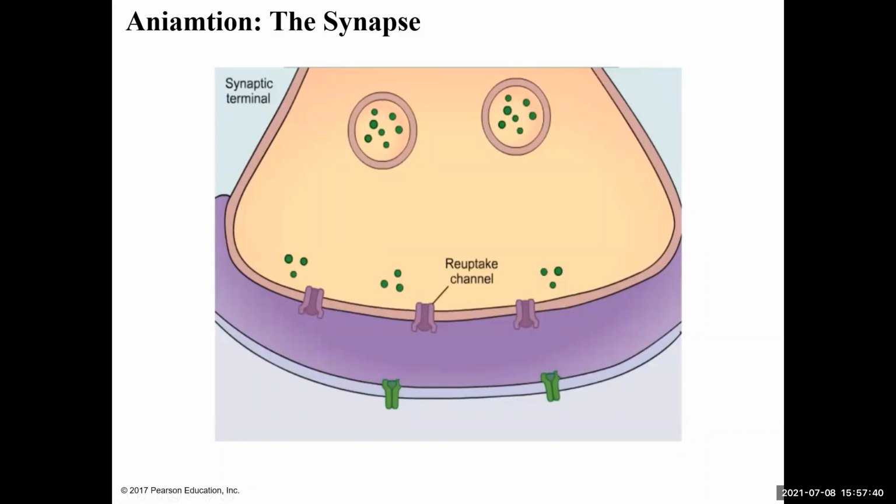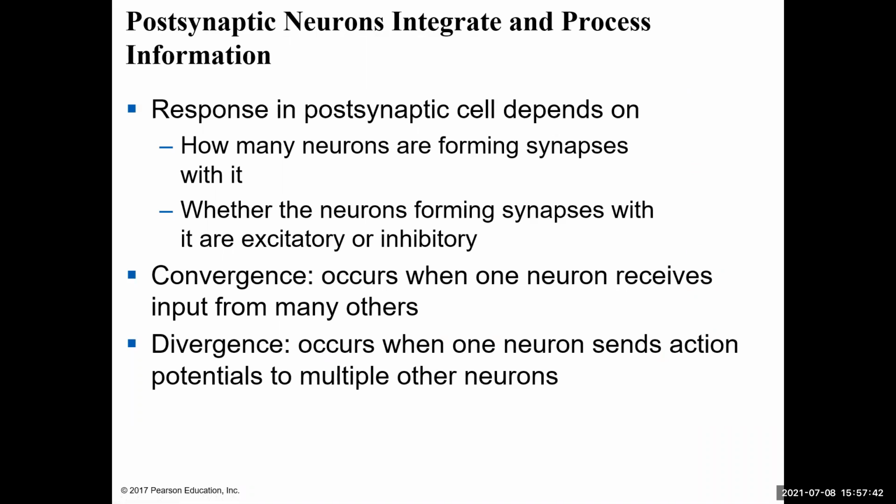All right. One interesting thing about the response of neurons and the target cells is that the postsynaptic cell, the cell that is receiving the information, responds depending on how many neurons it's forming a synapse with, and whether or not the neurons forming those synapses are excitatory or inhibitory, right? So that means it's either going to cause a response or prevent a response.